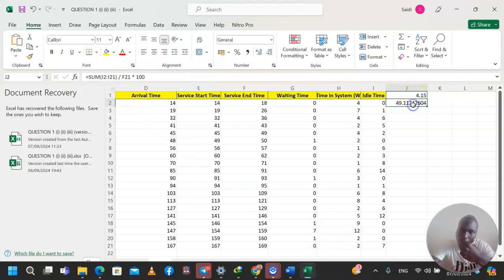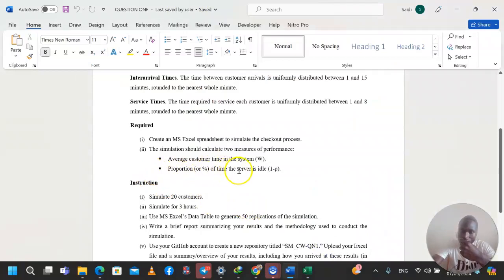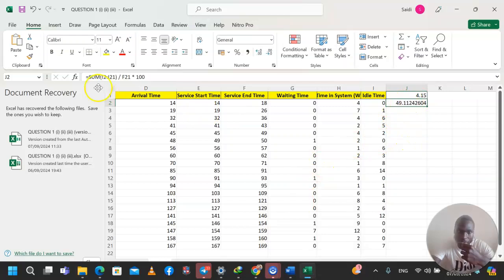And for the proportion or the percentage, as you have seen here in the question, to get the proportional percentage of time when the server is idle, as you all see, I used this formula whereby I had to sum up the data for the idle time, all of it. I called the sum formula, then I highlight all the data in the idle time, then close.